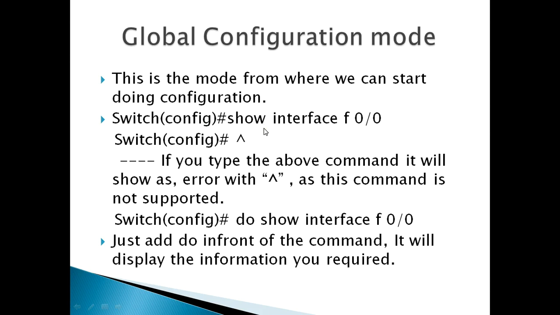So if you are not in the privilege mode or enable mode, and you need to check any of the configuration, then you need to put "do" in front of the command, like do show interface fastethernet 0/0. Whichever mode you are in, even in global configuration, sub interface or interface line mode, you have to put "do" before the show command. This will show you what is the requirement of the command. This is what the global configuration mode deals with.